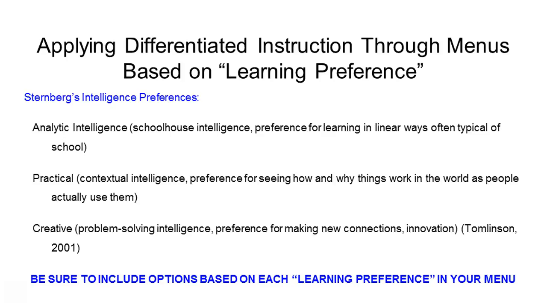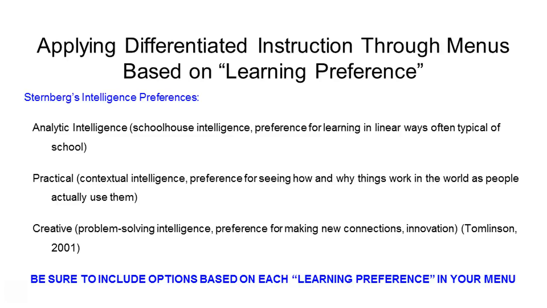So how do we apply these concepts through menus based on learning preference? There are many ways that you can apply the concept of universal design and differentiated instruction. You can do learning preferences such as multiple intelligence theory. You can use some concepts of Bloom's taxonomy. And I'll provide some links for you where you can find out a little bit more about how to differentiate instruction in these ways. I certainly can answer any questions you have about particular books that would be helpful in this area.